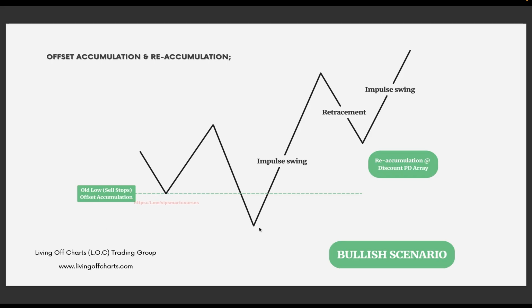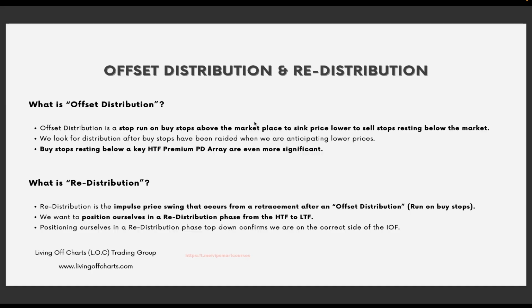The impulse price swing occurs after the offset accumulation. This is key. This is institutional sponsorship coming into the market, confirming this as offset accumulation. Once we have that impulse price swing, we wait for a retracement into a discount PDRA, breaker, FVG, order block. Reaccumulation occurs at the discount PDRA for another impulse price swing. So the idea is to position ourselves with a reaccumulation phase from the higher time frame to the lower time frame.